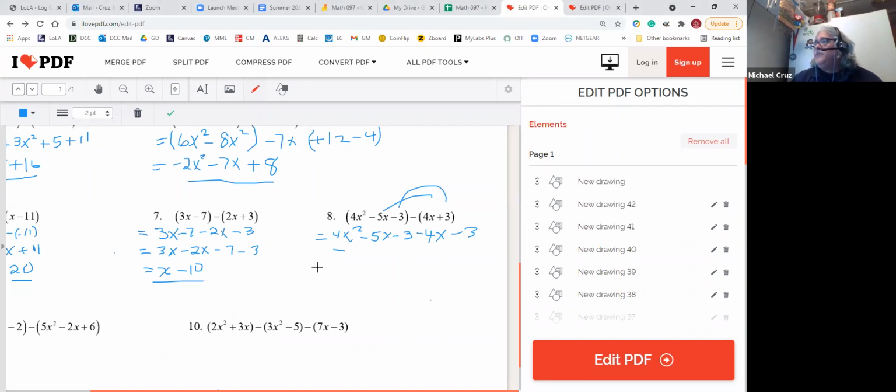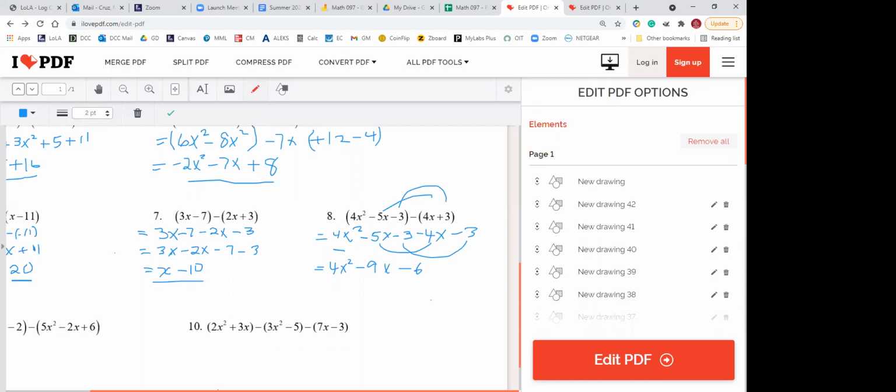All right, so and then these two are alike. -5, -4, so that's -9x. And those are alike, so that's -3, -3 is -6. Check it and see if I did that right. Yeah, that's what I have.